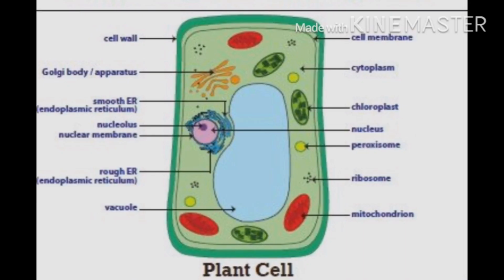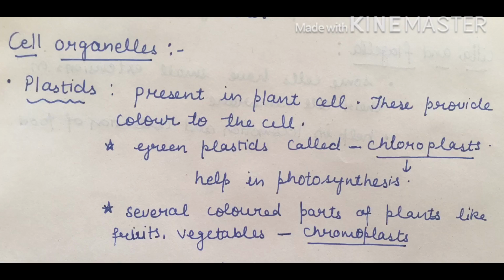Here you can see from this picture several cell organelles like plastids, mitochondria, endoplasmic reticulum, Golgi body or Golgi complex, vacuoles, ribosomes, and many more. First of all, we'll talk about the plastids. Our first cell organelle is called plastid.